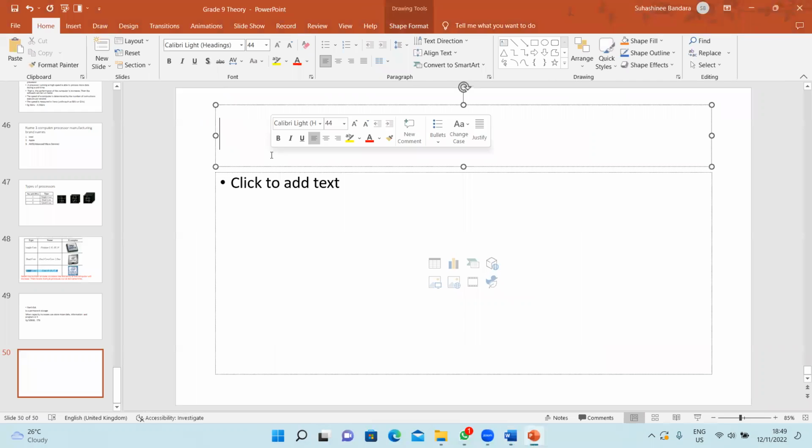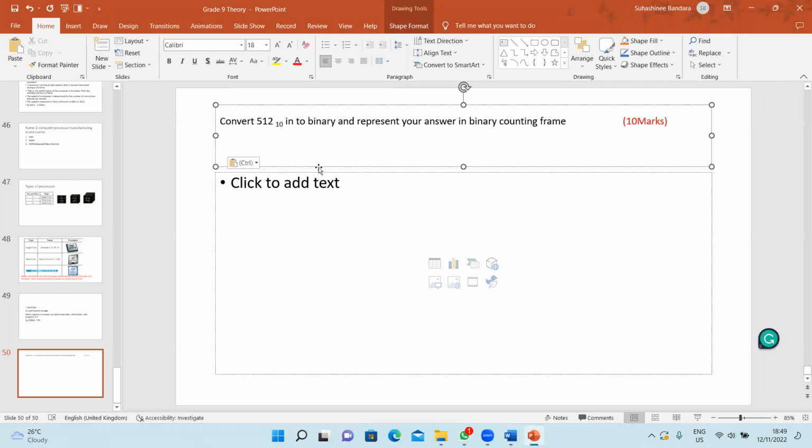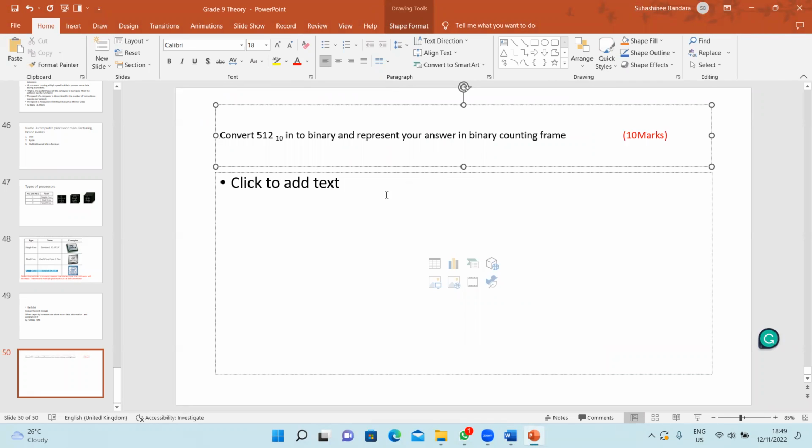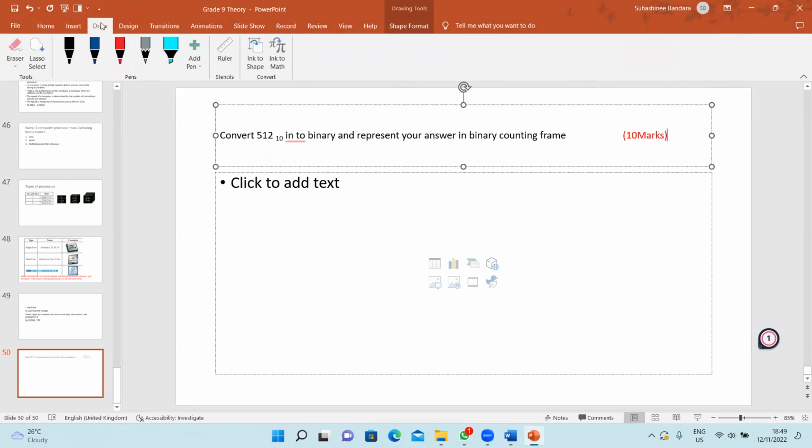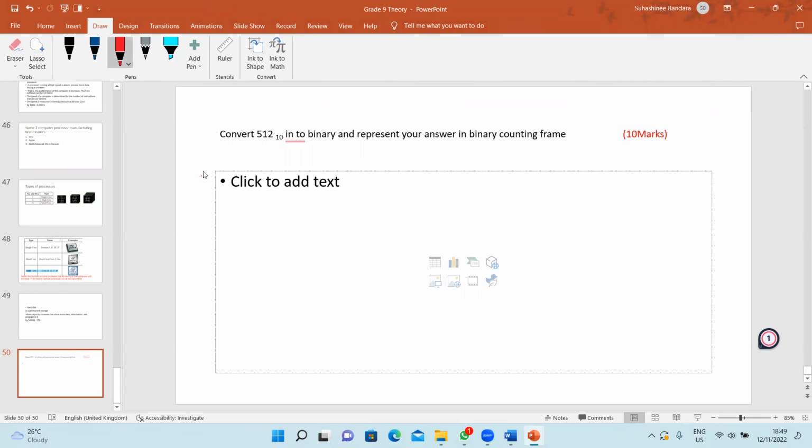Okay. The first question was to convert 512 into binary, and you have drawn the counting frame as well. So how are we going to start? First, you have to take 512 and keep on dividing. Those who have done it, just let me know the values you have taken.